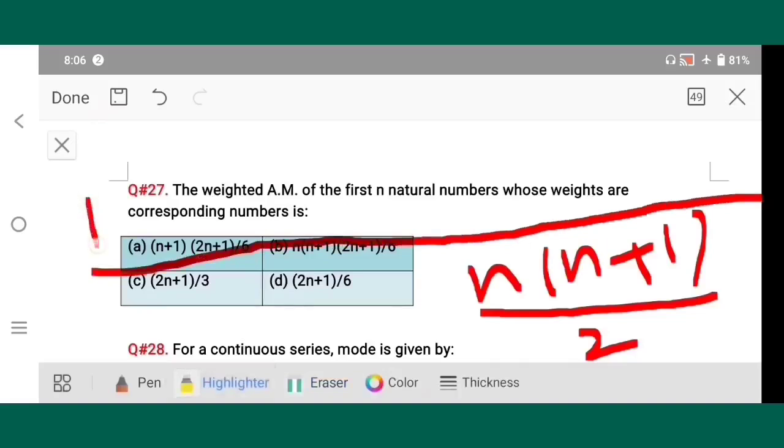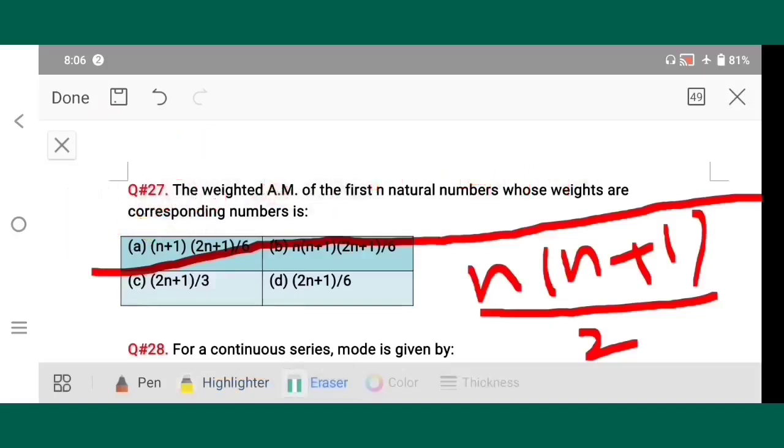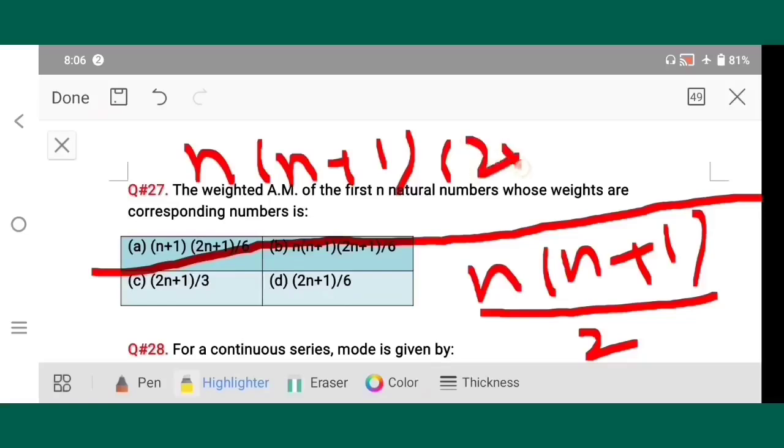Just like 1 times 1 gives 1 square, 2 times 2 gives 2 square, up to n times n gives n square. So as we know, this quantity is equal to n times n plus 1 times 2n plus 1 divided by 6.